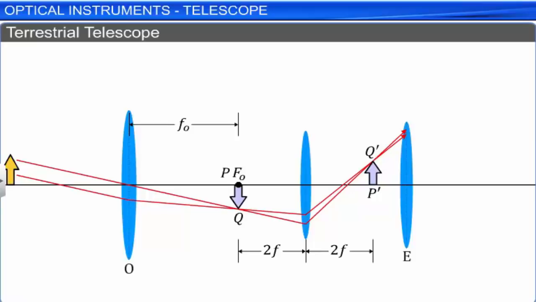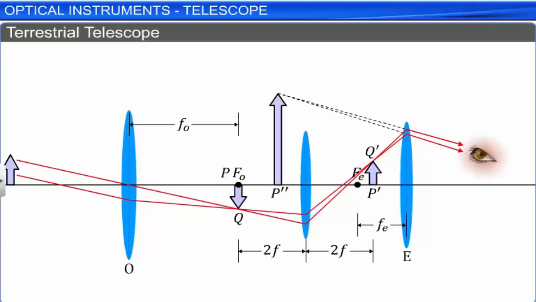The image P' acts as an object to the eyepiece. If the object distance with respect to the eyepiece is less than its focal length, then a virtual image P'Q' is formed. The final image is erect and magnified since it creates a larger visual angle at the eye. We can adjust the position of the eyepiece such that P'Q' is formed on the focal plane of the eyepiece. Then, the final image will be formed at infinity and the telescope is said to be set for normal adjustment.